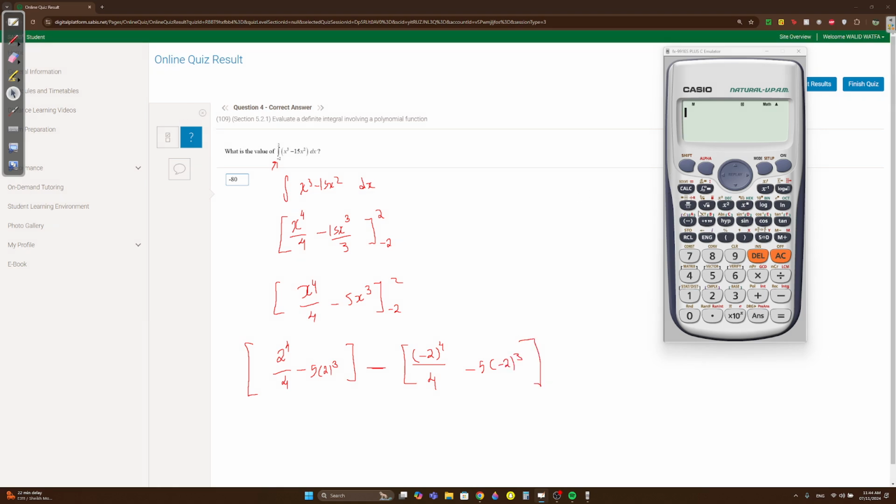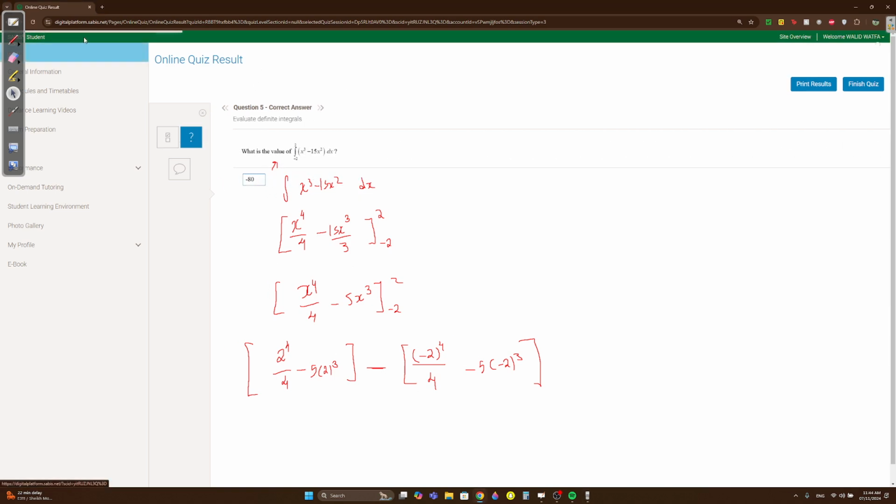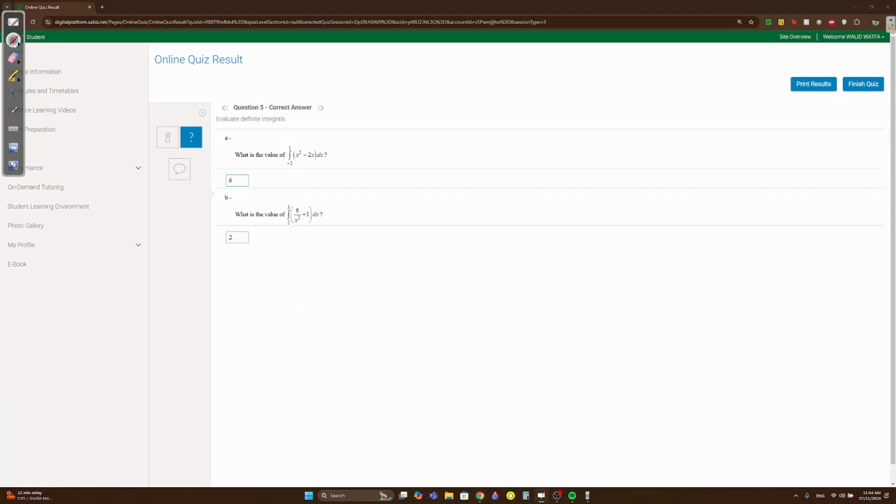Put this in a calculator. This is a lot of writing. So 4 over 4 minus 5 times 2 to the power of 3, minus, now the fraction, minus 2 to the power of 4 over 4 minus 5 times minus 2 to the power of 3. Close the bracket. Minus 80. Okay, just do this in your calculator. What's the value of this? Okay, guys, you actually have to do this.